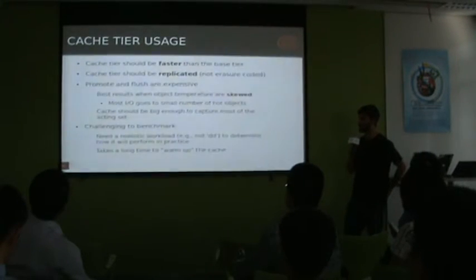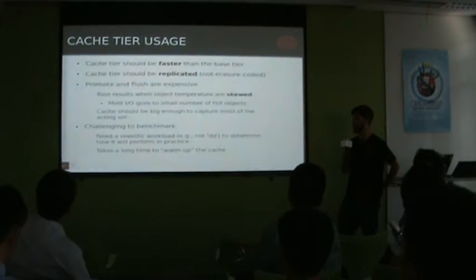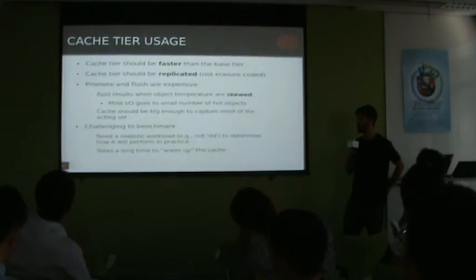So the cache tier obviously needs to be quite a lot faster than the base tier. The cache tier also needs to be replicated, not least because we won't let you create a cache tier on erasure code. Promote and flush are pretty expensive, so you need an object temperature that's really highly skewed. That is, most I/O goes to a very small number of hot objects, and they should fit within the cache.